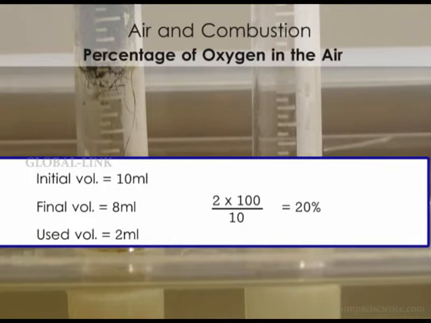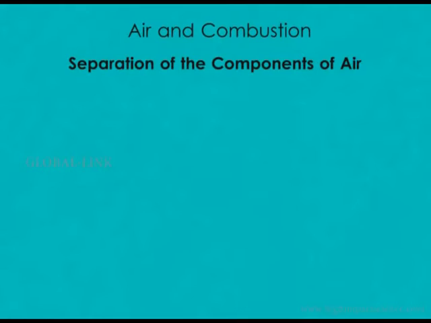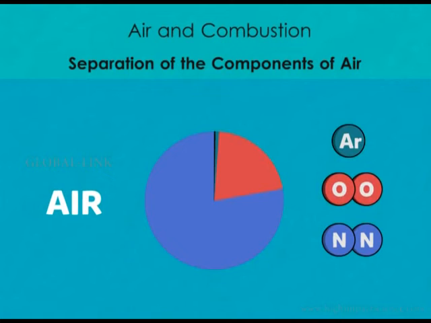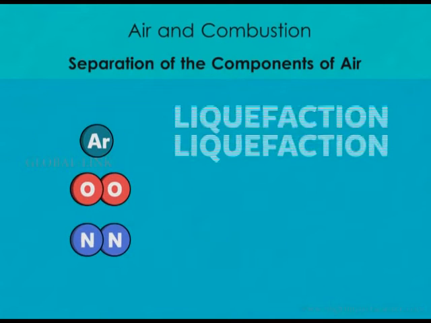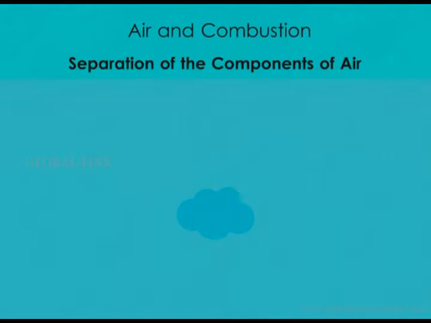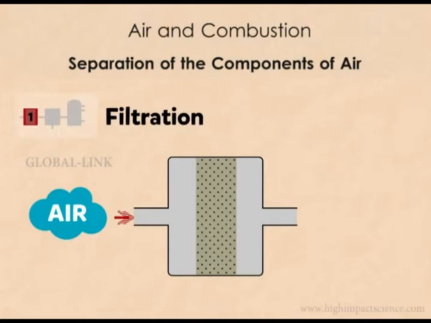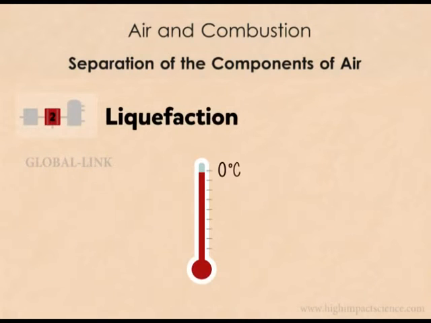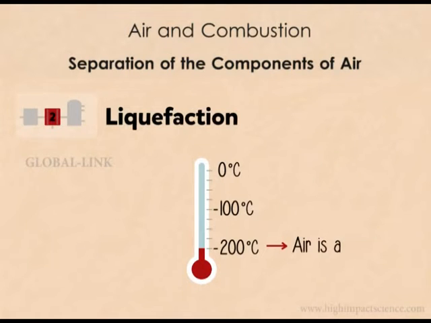And now, separation of the components of air. Nitrogen, argon, and oxygen can be separated from the air by liquefaction followed by fractional distillation. First, the air is filtered to remove dust. It is then cooled in stages to negative 200 degrees Celsius, at which temperature air is a liquid.